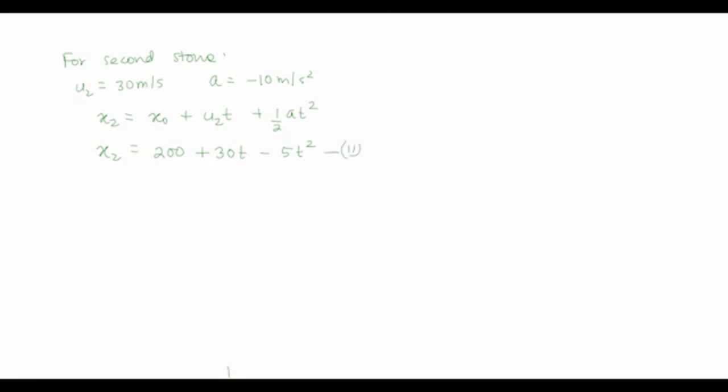The time for the second stone to hit the ground is when x2 becomes equal to 0. We can again modify this equation by taking 5 common: t square minus 6t minus 40 equals 0. On solving this equation, we get t equals 10 seconds.